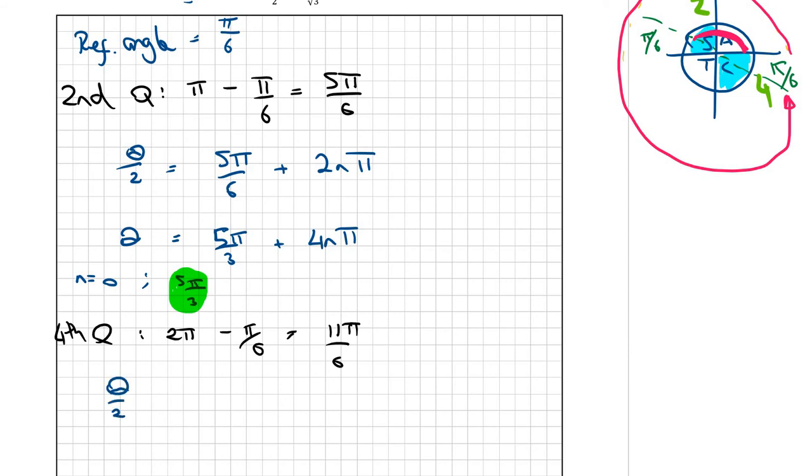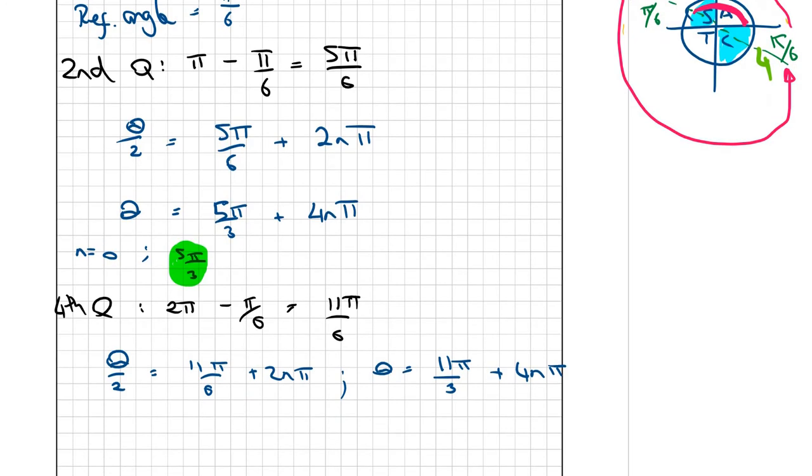Theta over 2 is equal to 11 pi over 6 plus 2n pi. Now when we multiply everything by 2 there, we've got theta equals 11 pi over 3 plus 4n pi. Again, we start introducing values of n beginning with 0, which don't duplicate themselves. So let n equal to 0, theta is equal to 11 pi over 3. And they are the two values of theta.